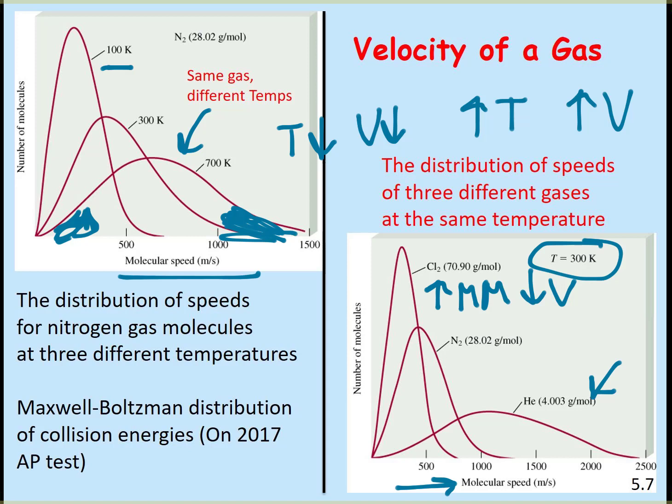So if I gave you a heavier molecule and then a lighter molecule, you should be able to draw me a chart that looks just like this, with the heavier one hanging out at a slower velocity and the faster one going flat and hanging out more at increased velocity.